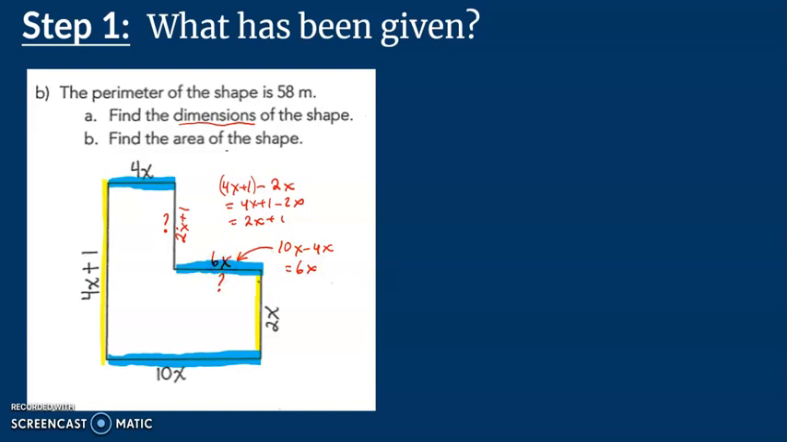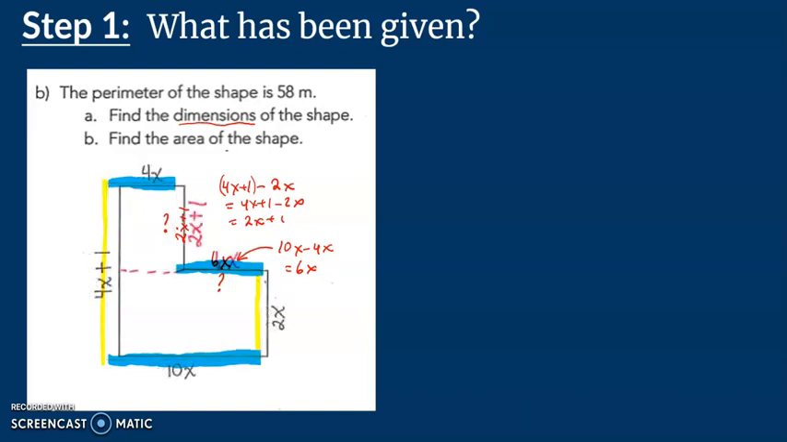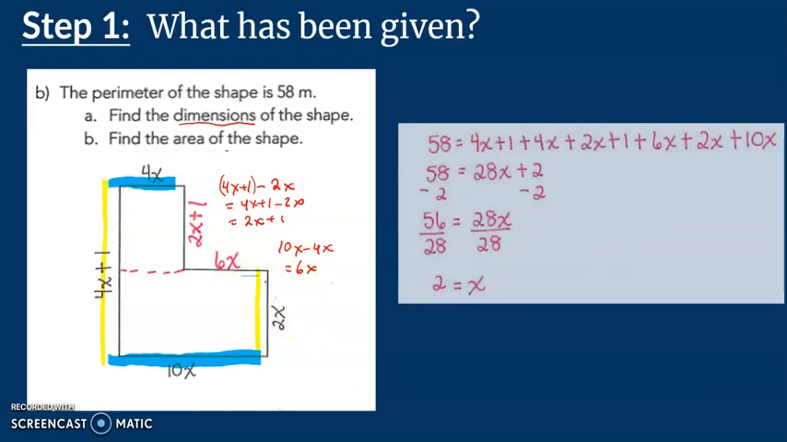Okay, now that I've got those amounts in there, I want to show you something important that some of you guys have already picked up on. Let me get rid of this mess here, for what I wrote in. And it's asking me to find the perimeter. So how do I do this? Well, 4x plus 1 plus 4x plus 2x plus 1 plus 6x plus 2x plus 10. That is crazy, right? That's a lot of stuff to add up.